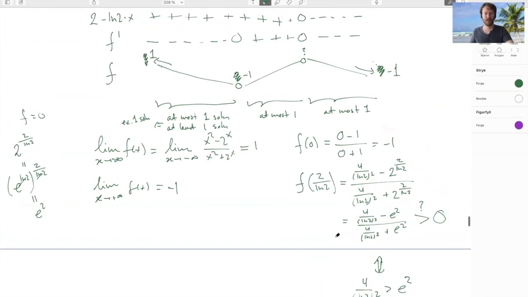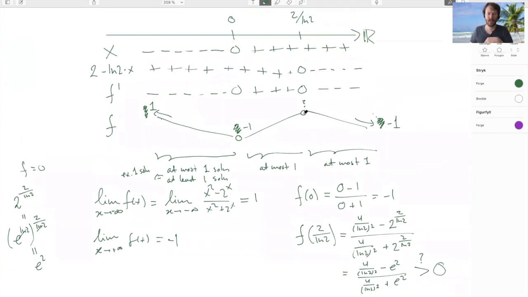And of course, this means that we've established that this thing here, this final question mark, is strictly bigger than 0. So this means that here we have exactly one solution. Here we have exactly one solution because we pass from negative to positive and we're continuous in between. And here we have exactly one solution. So we know that our equation, which we began with, has exactly 3 solutions.